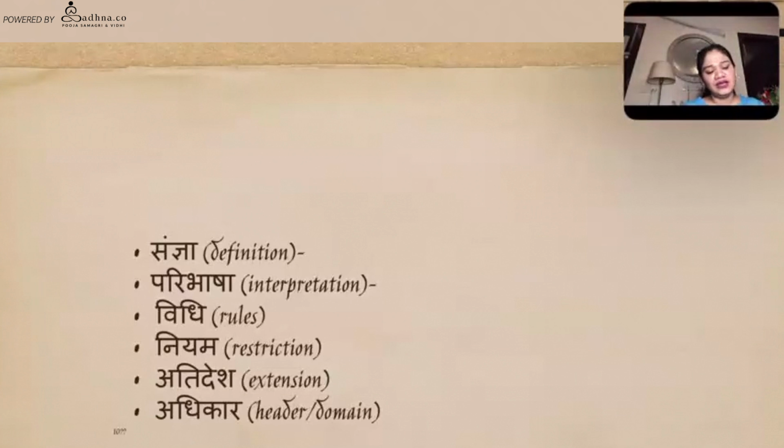And then we have Niyama, which is restriction. Wherever we find restrictions in our Yoga Sutras, like what you should not do, if you are getting that sense in any sutra, it will be Niyama Sutra. And then let's talk about Atidesha, which is extending or telling a special or different meaning, adding value to Sangya Sutra. It will come in Atidesha Sutra.